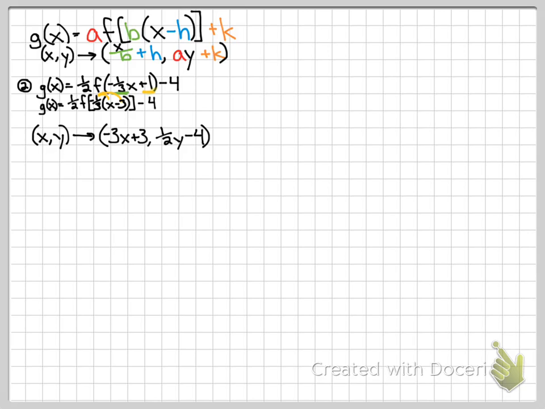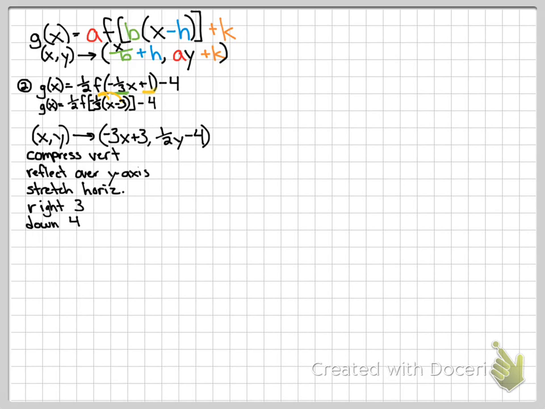But now I want to work on naming the transformations. Here's a hint. In this equation, there are 5 transformations that happened. See if you can name all 5 transformations. So here they all are. I like to go from left to right. The first thing I see is a 1/2. 1/2 is smaller than 1. It compresses vertically.